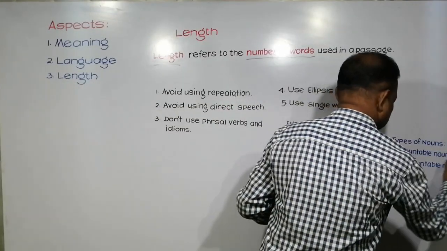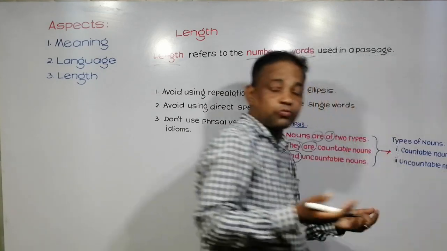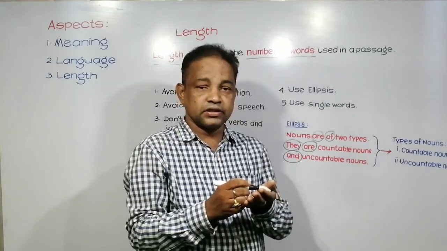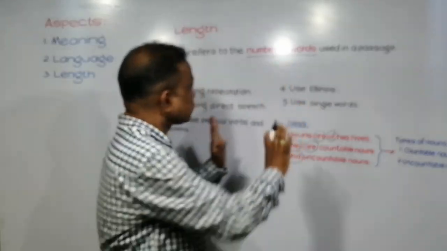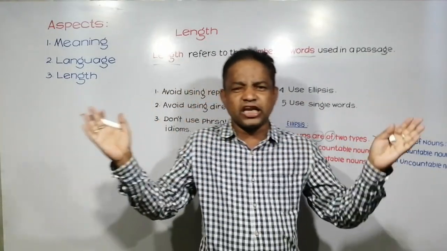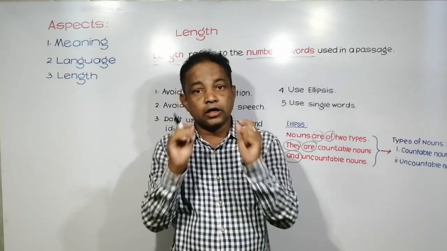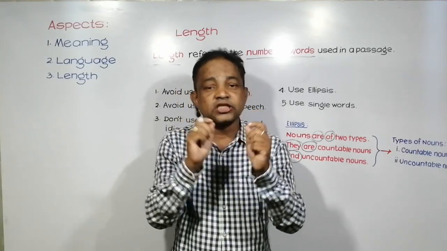Types of nouns. Number one, countable nouns. Number two, uncountable nouns. This is very easy. This is known as ellipsis. Next one is use single words. Sometimes you are finding very long words. It is not required. You have to use very small words, single words as far as possible.